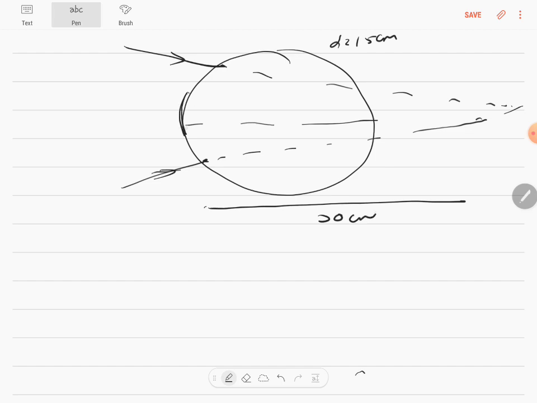pole. This is the pole. Wherever the point of incidence is happening, that surface becomes the pole. So this is the pole, and this whole distance is 30. Now for this spherical surface, this will serve as an object.